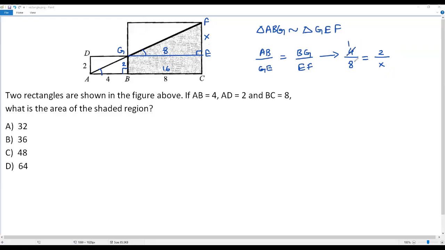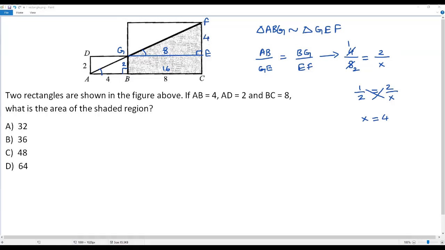4 goes into 4 one time and 4 goes into 8 two times. Then we get 1 over 2 equals 2 over x. Now we can do cross multiplication. That is, this 1 has to be multiplied by this x, and I am getting 1 times x is x, and this 2 has to be multiplied by this 2, then I'm getting 4. Now I got the value of x, that is 4. x represents the length of EF, that is 4 units.